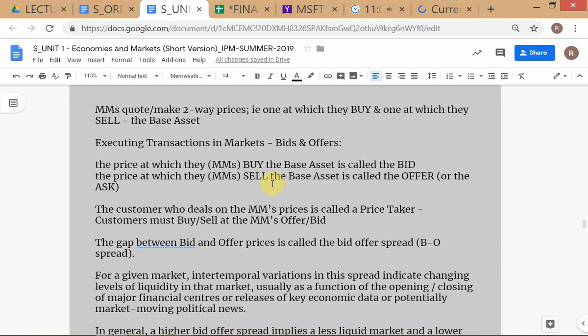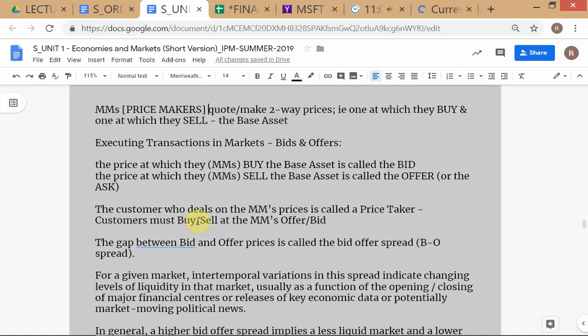Now we call market makers by another name: price makers. Market makers, price makers, because we are going to distinguish them from price takers. So as a customer, when I'm going and dealing on Shivam's prices, I am the price taker. I'm the price taker, I'm the customer.